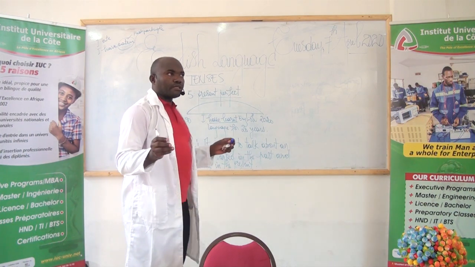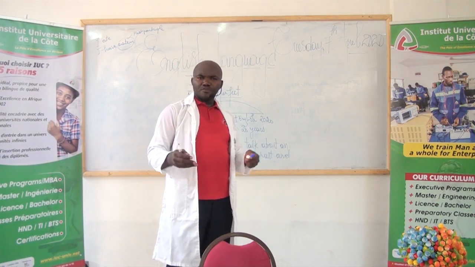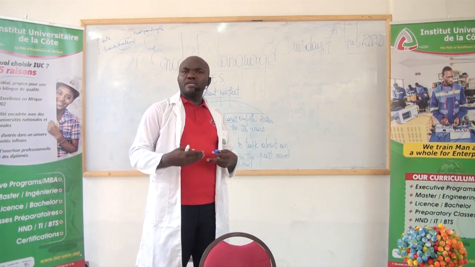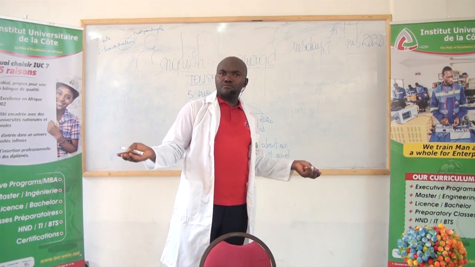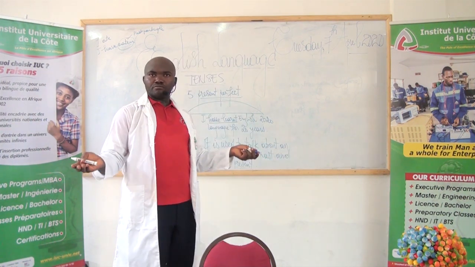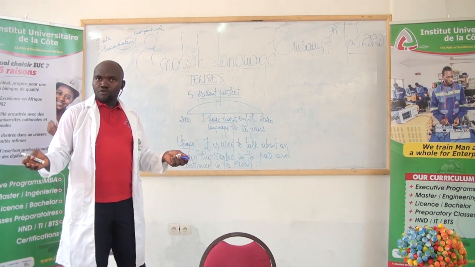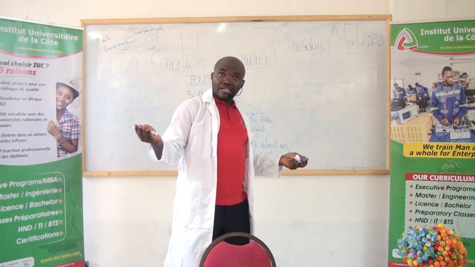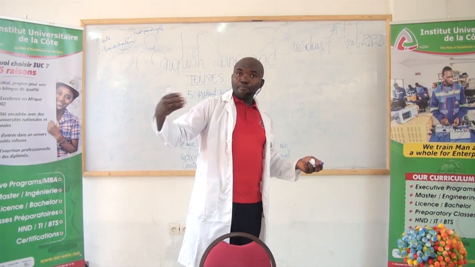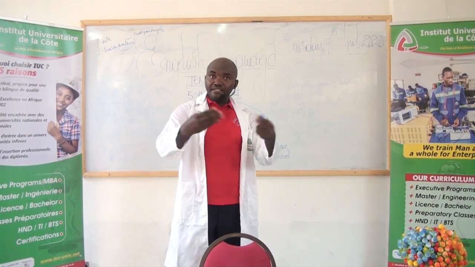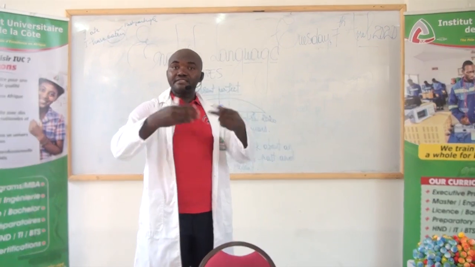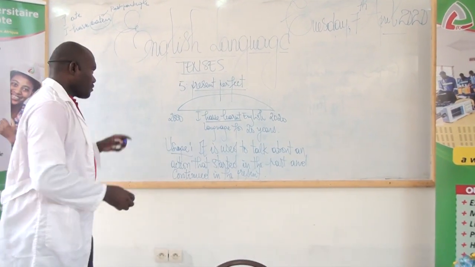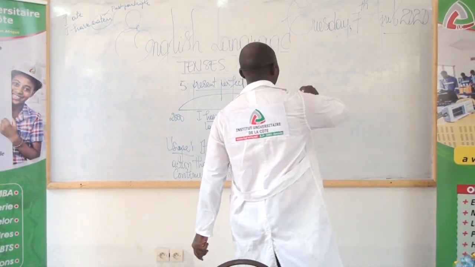And also, we can use the present perfect to talk about a recent happening, a recent information. For example, we can say coronavirus has killed a lot of persons. That's a recent happening. That's a recent information. Okay, talking about the structure.